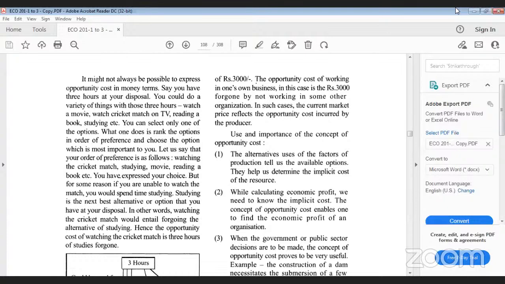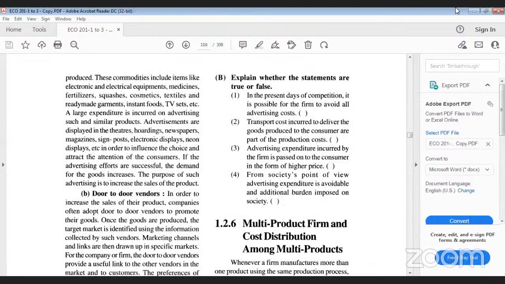For example, the construction of a dam necessitates the submersion of a few areas. Producing commodities include items like electronic and electrical equipment, medicines, fertilizers, washes, cosmetics, textiles, and ready-made garments, instant foods, TV sets, etc.